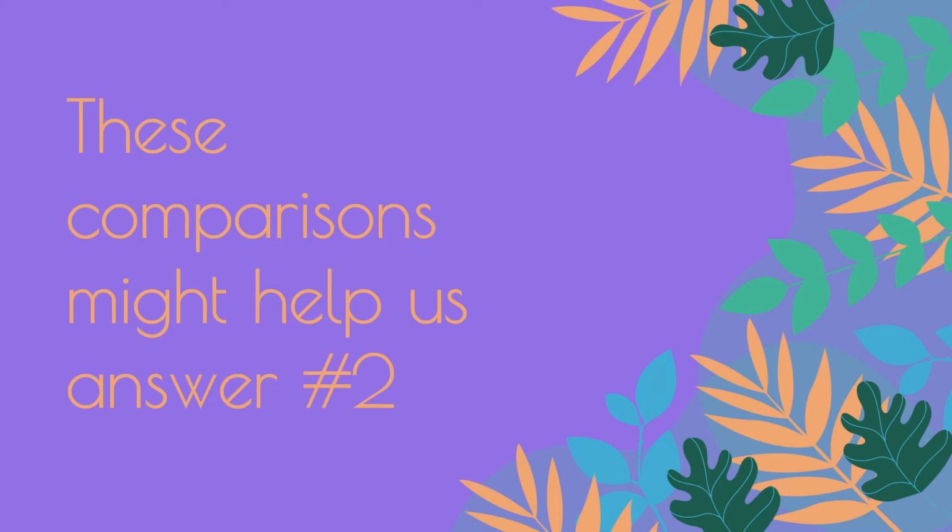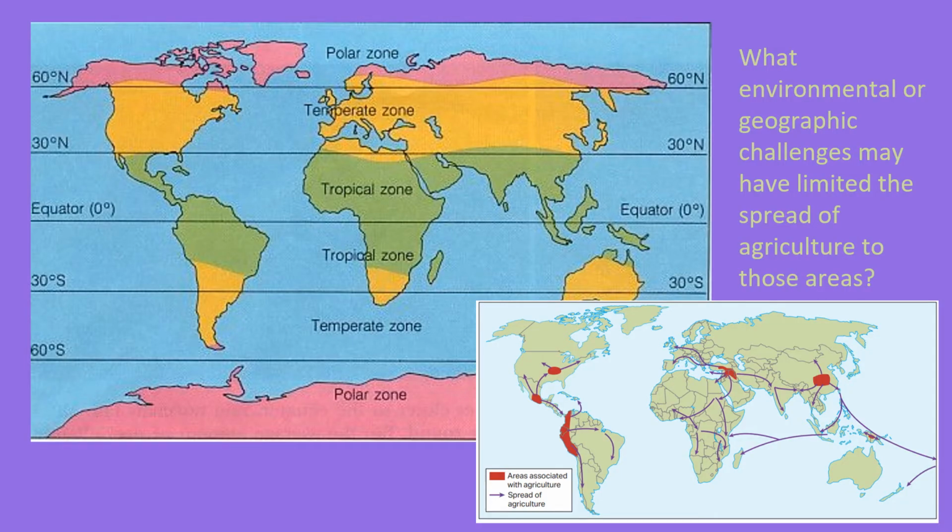All right, we're going to look at a couple of comparisons between maps. So we're going to compare our source map to other maps to see if they can help us answer number 2. If you weren't quite sure, these might give you some ideas. So this is comparing source 6 with a map of the climate zones. Again, do you see any environmental or geographic challenges on this new map that explain why they may not have spread agriculture to those specific areas that they didn't make it to? Take a moment to analyze the map if you need to and jot some more down for number 2.